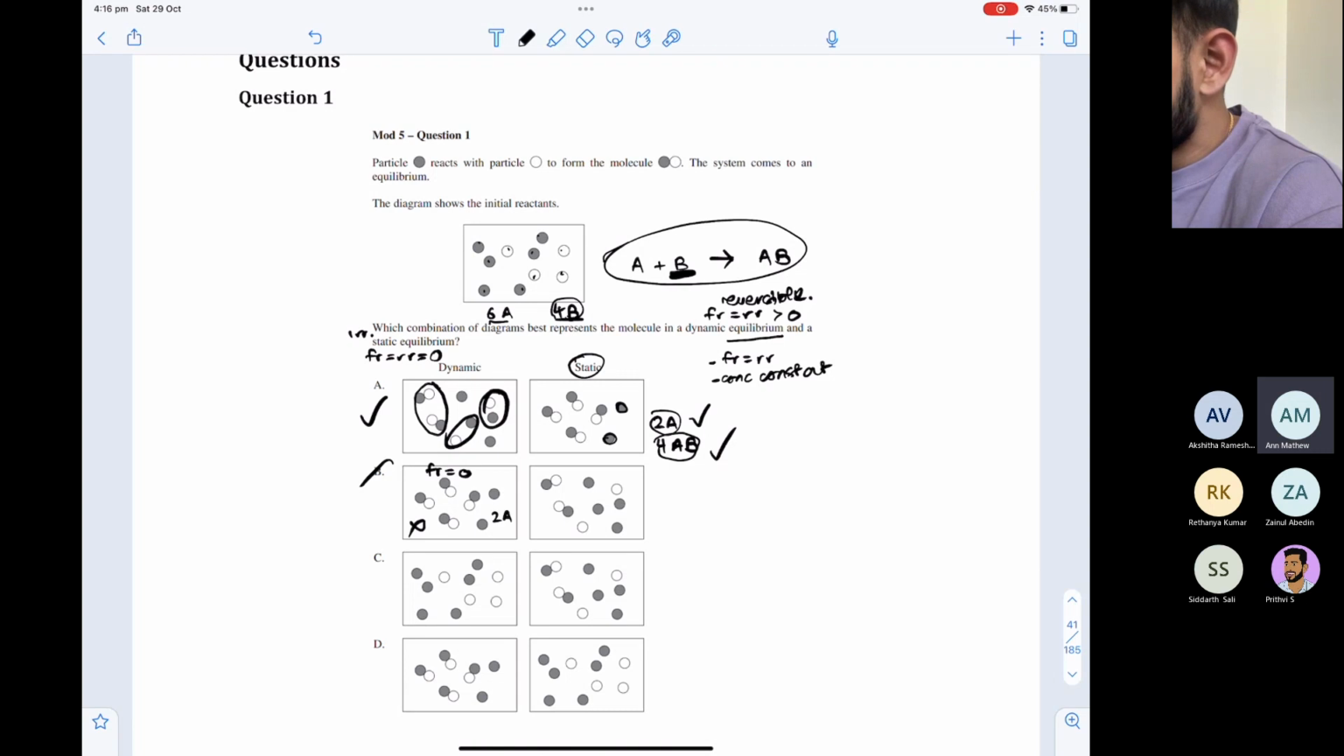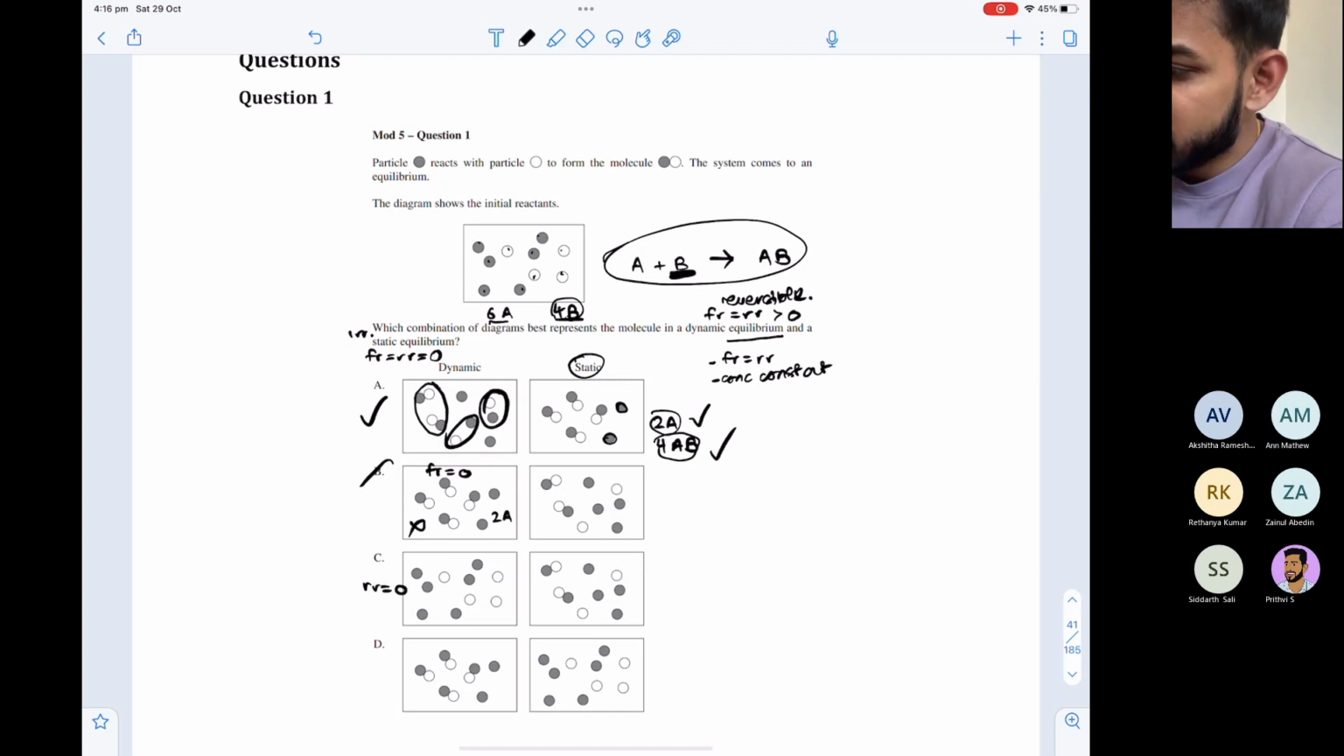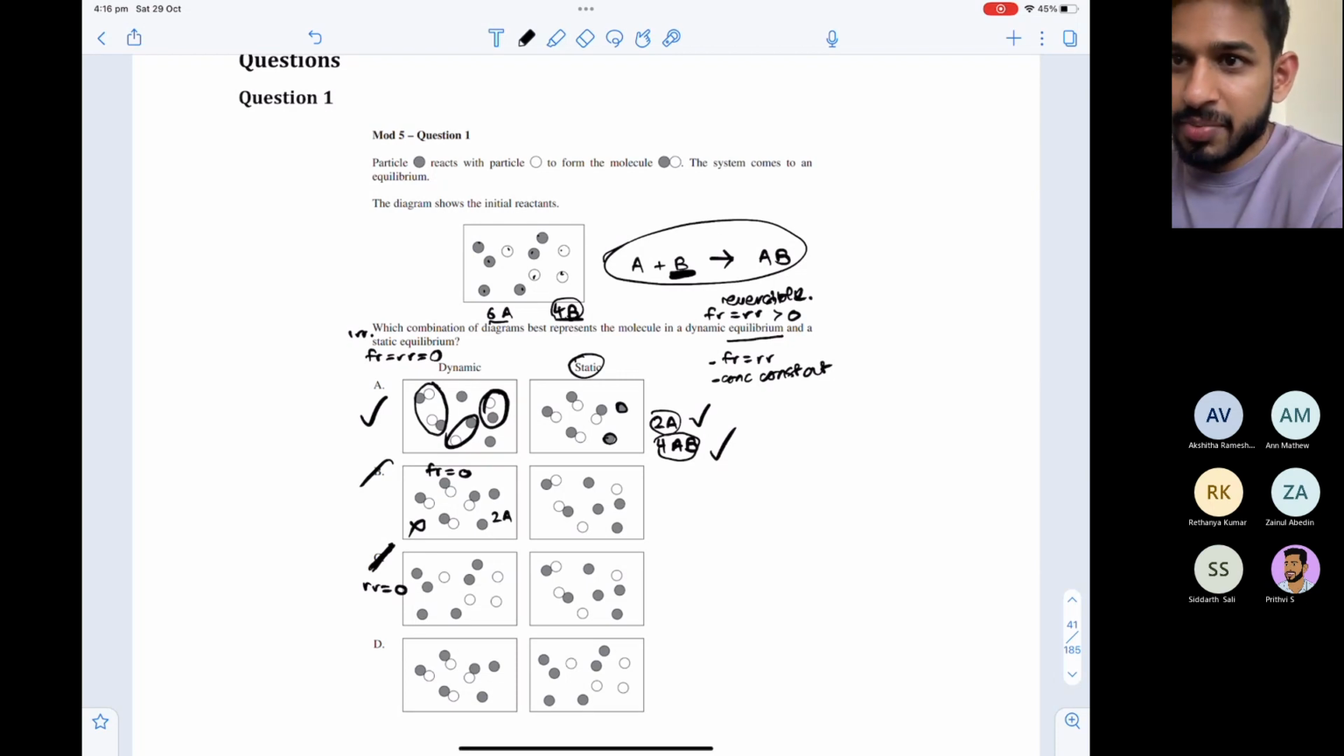Well, for C, there's no products at all for dynamic. So can there be a reverse reaction? No. Good. So again, it's identified, C is also wrong, because in dynamic, what did we say? It has to be greater than 0.